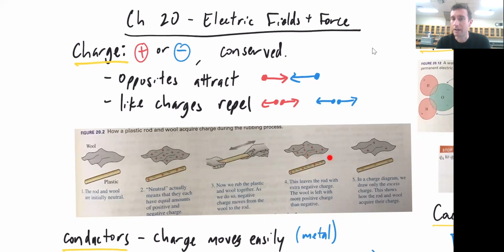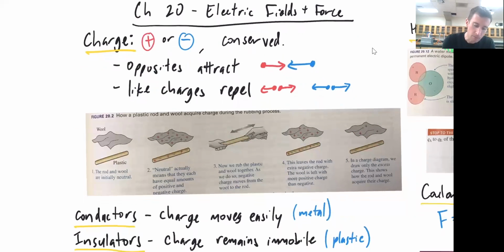So if we do a count, we see that the rod now has 3 extra negative charges and the wool has 3 extra positive charges. So this is what we would draw in our charge diagram. We're just showing the extra charges, the extra pluses and the extra minuses in there.